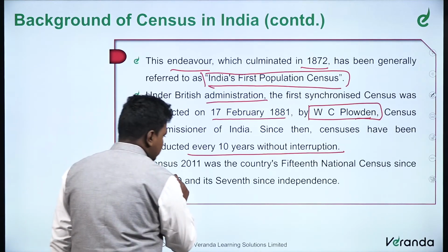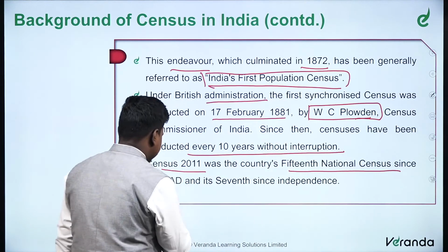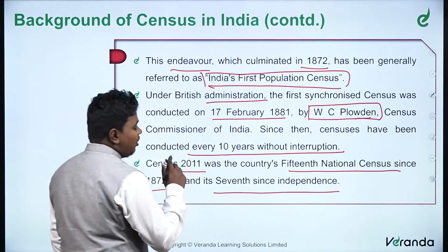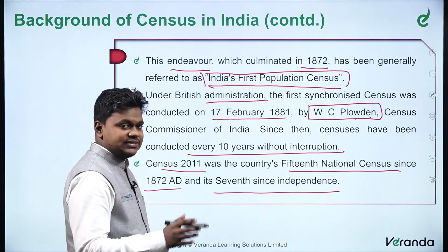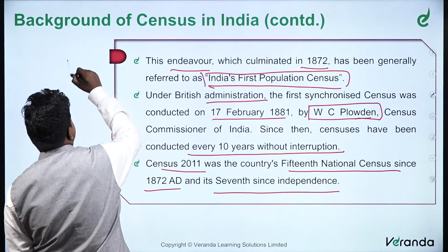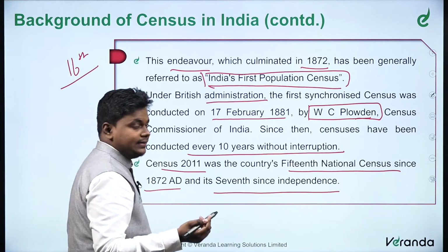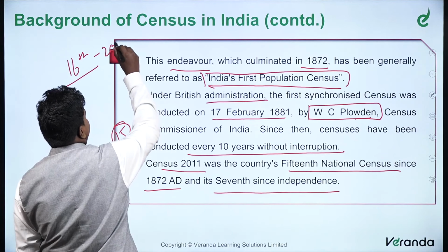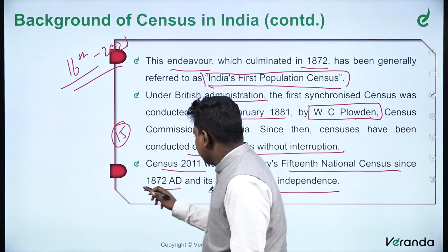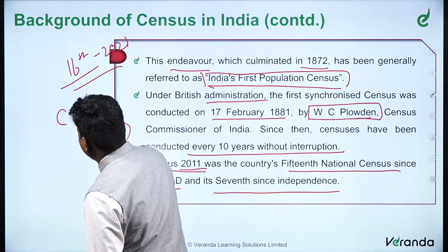The census 2011 was the country's 15th national census since 1872 AD and its 7th since independence. So it is the last census, the 2011 census, the 15th census. We have postponed the 16th census, which should have been conducted in the year 2021.